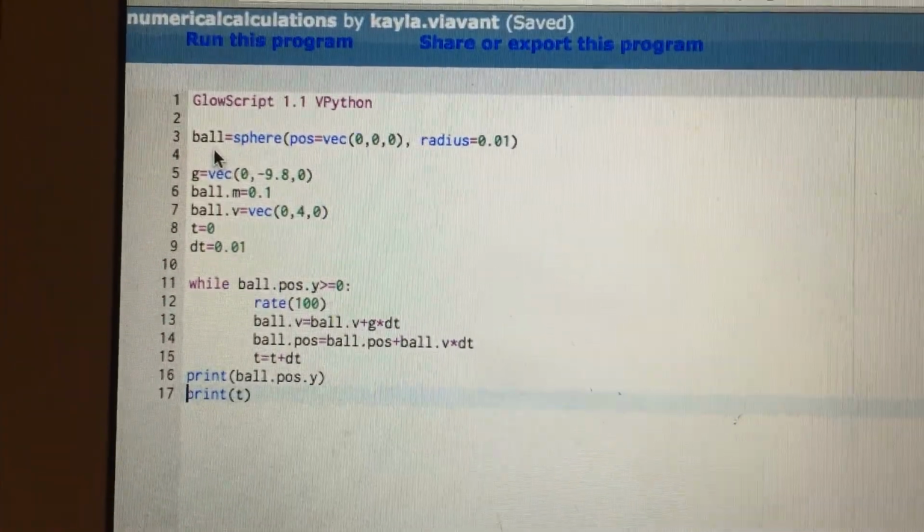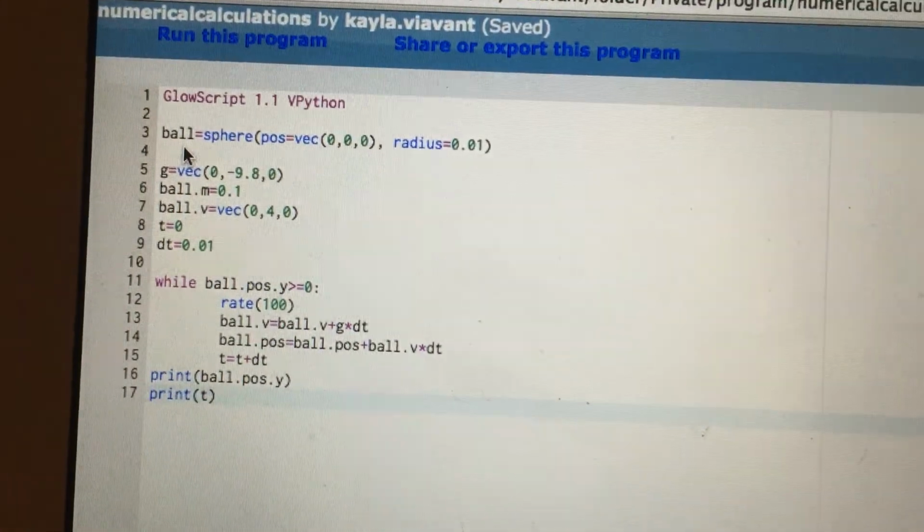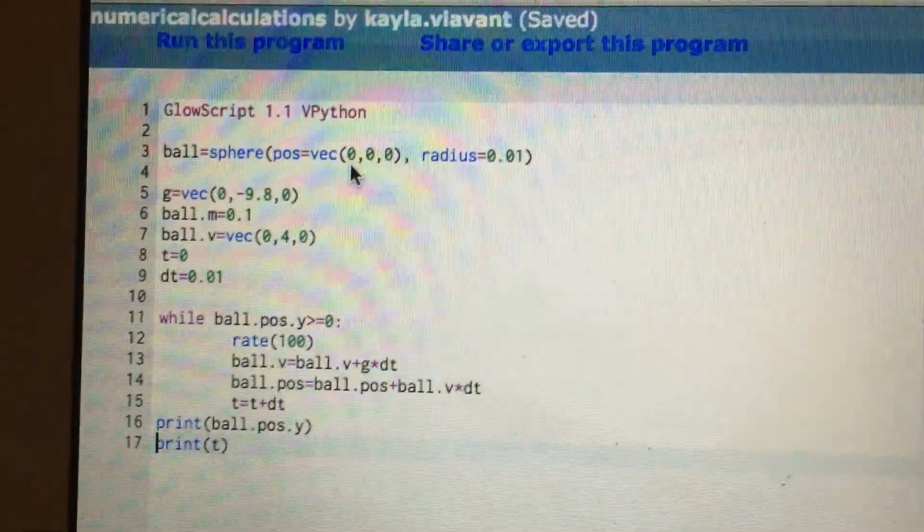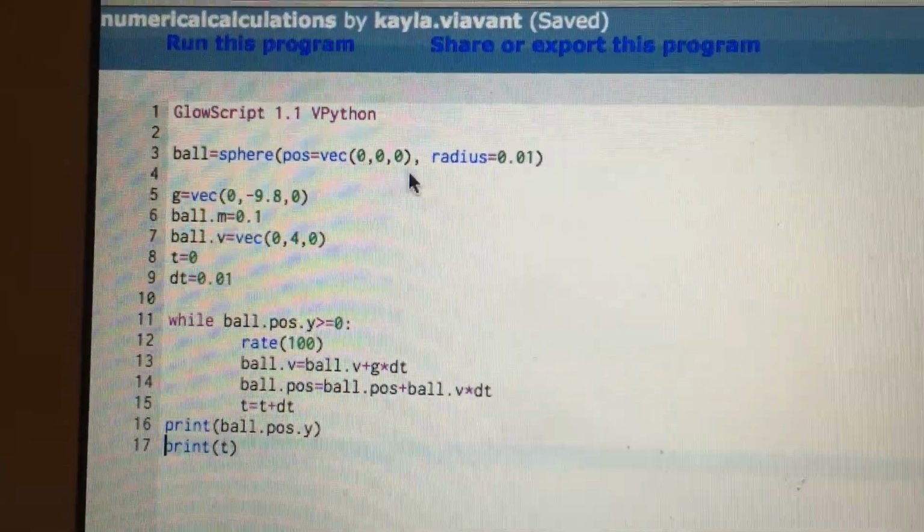So the first thing you do is create your object. You have a ball and you call it a sphere to make it 3D. You give it a position where it begins, which is a vector. It begins at the origin where x, y, and z all equal 0.